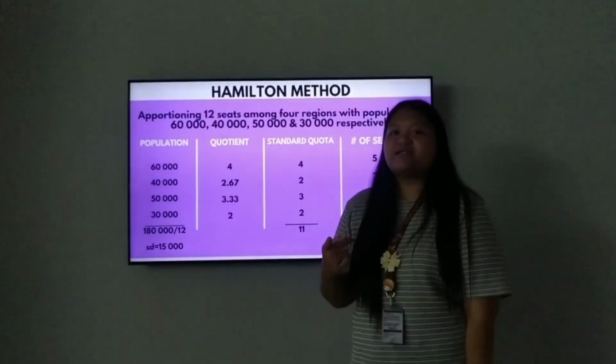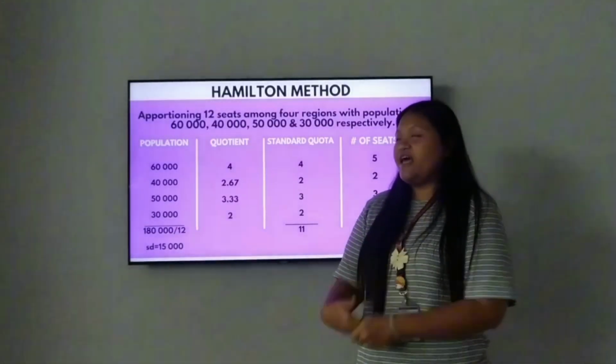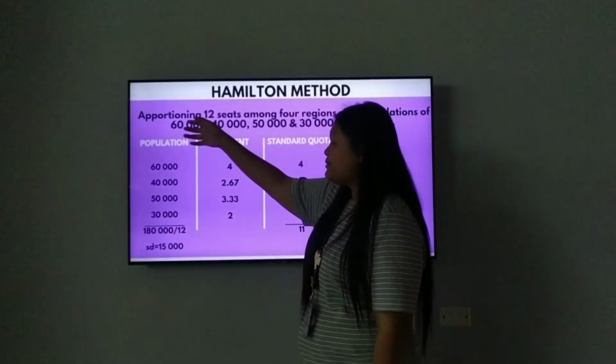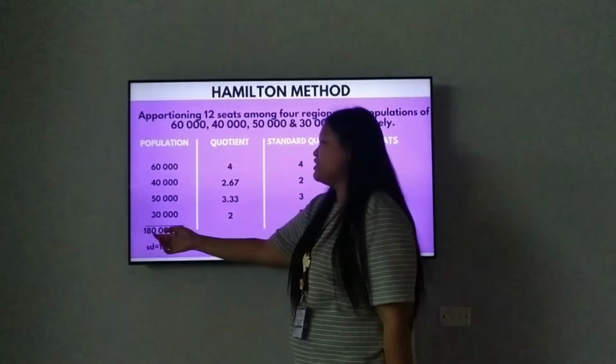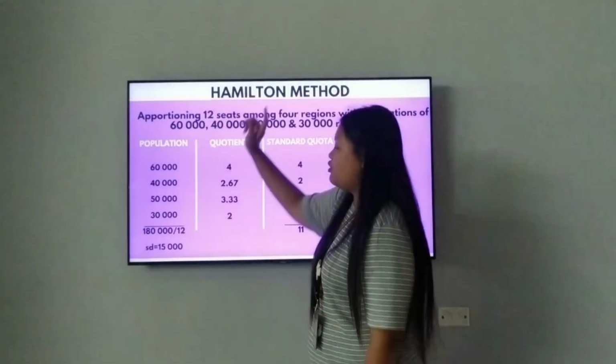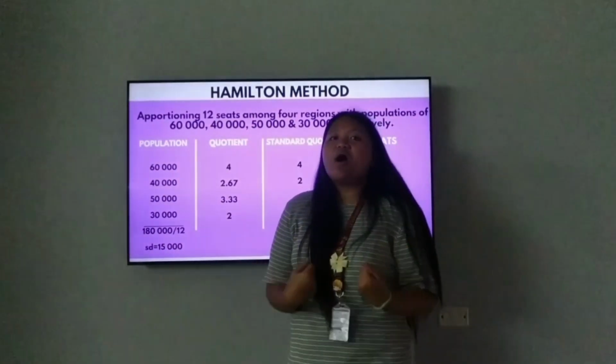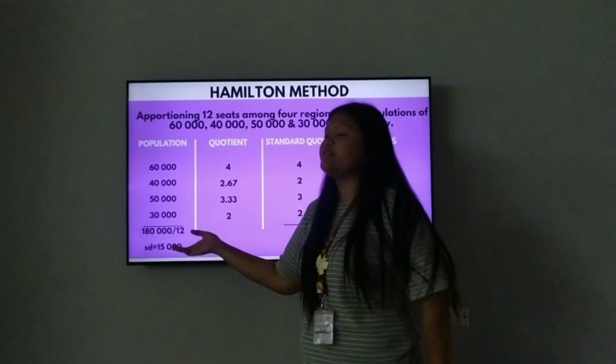Firstly, we need to get our SD, or the standard divisor. So how do we get it? We get it when we total the population, 180,000, and divide it by the given number of seats. So 180,000 divided by 12 equals 15,000. So our standard divisor is 15,000.